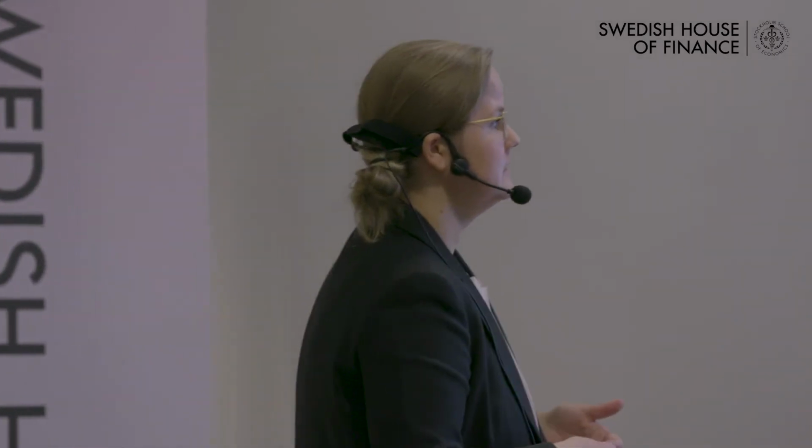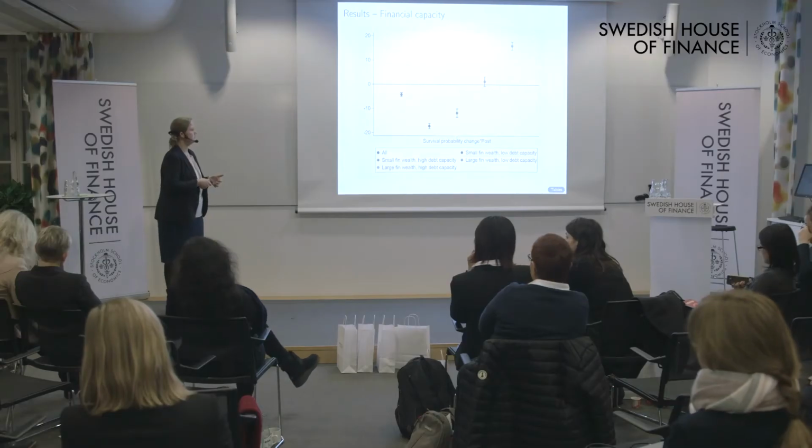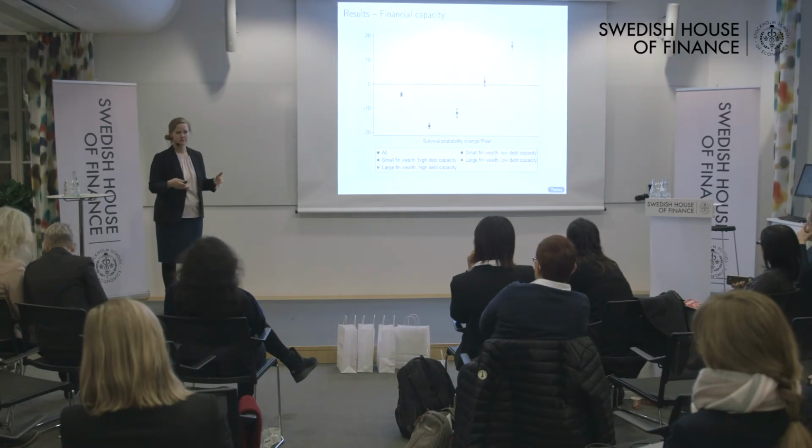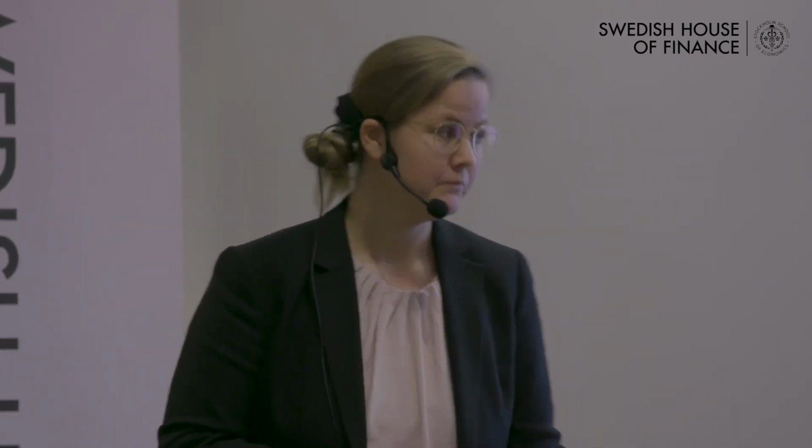So what we see here is that this red dot is individuals who have small financial wealth and a low debt capacity, and we see that they are increasing savings the most. Whereas individuals who are richer, with large financial wealth and high debt capacity, are actually dissaving. So here we observe some dissaving behavior in response to lower survival probability.